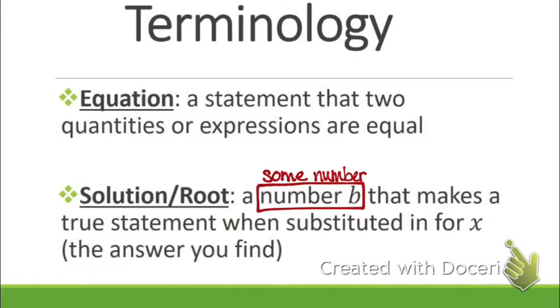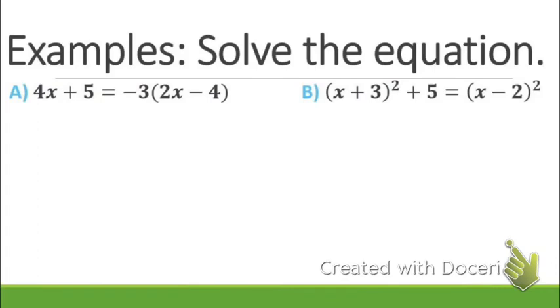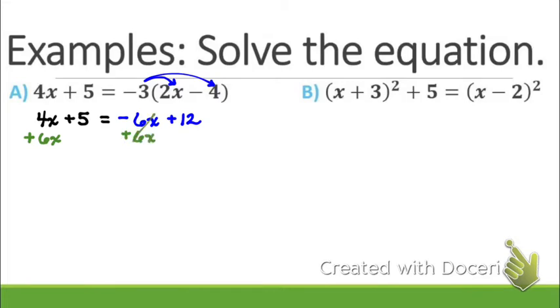I'm going to put our first two examples up. Talk to me about where to start on part A. Distribute. I want to distribute that negative 3 so that I can get my x's to the same side. So I have 4x plus 5 equals negative 6x plus 12. Plus 6x on both sides to get my x's together on one side. Do I want to set this equal to 0? Minus 5 on both sides.